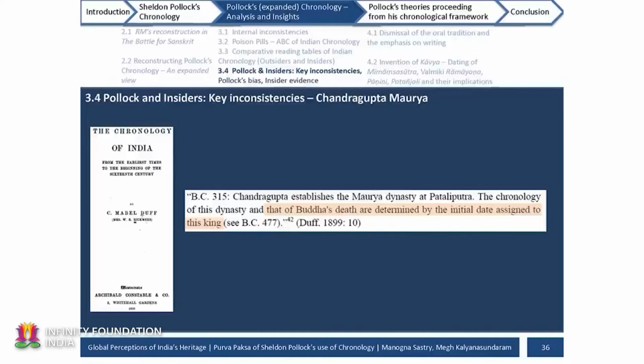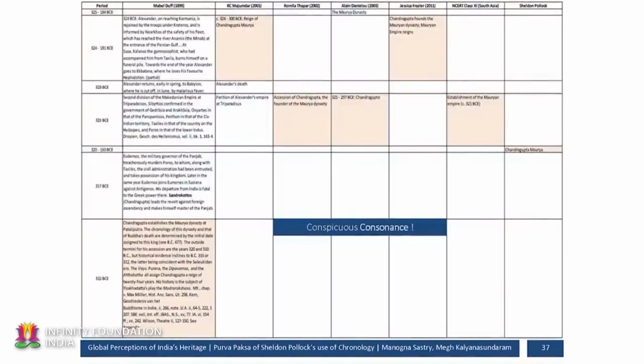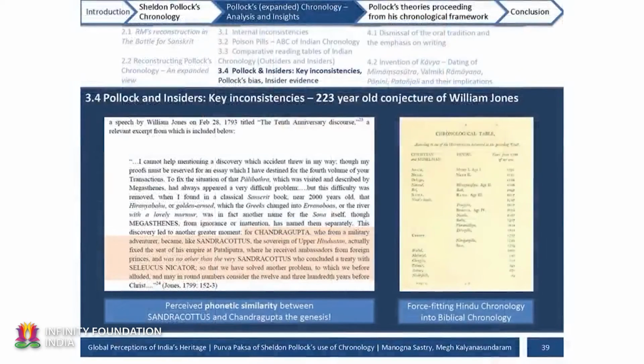Now, how did this come about? Before that, of all the inconsistent data that we saw in the outsiders, this one data stood out. Because everyone seemed to be agreeing on this one particular date. They're within 9 years. You know, the gap is just plus or minus 10 years. Now, how is this happening? We called it conspicuous consonance. So we tried to dig it out.